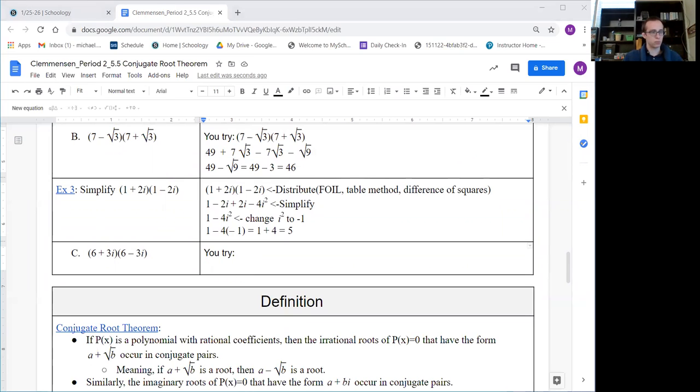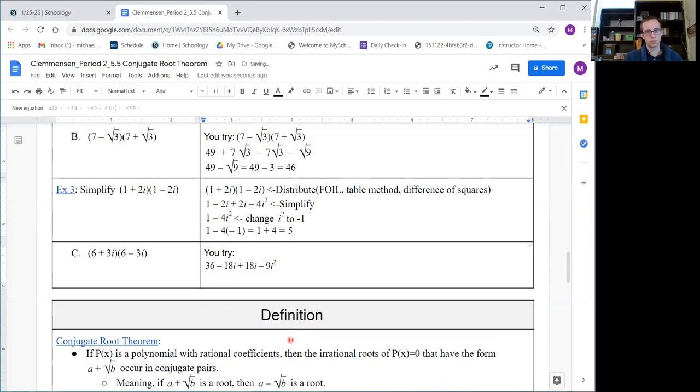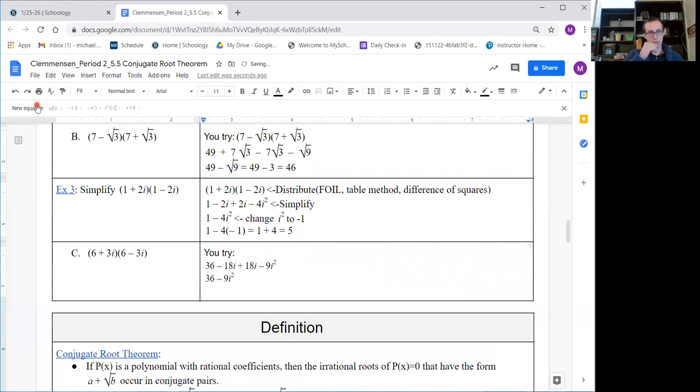But when I FOIL this out, I end up with something that looks kind of like this. Except the squared term didn't come through. All right, I end up with this. My next step would be to cancel out these middle terms right here. So I get 36 minus 9 i squared. What's my next step? You can tell me what my next step should be in this problem.